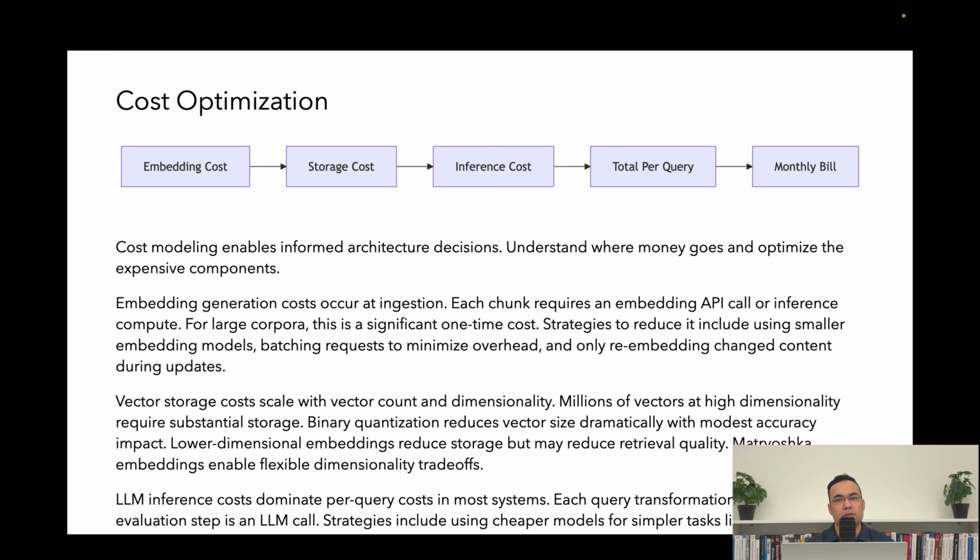You should be building cost models at different scales. Cost per query at current volume. Cost at 10 times the volume. Some components may scale linearly. Others may have step functions.